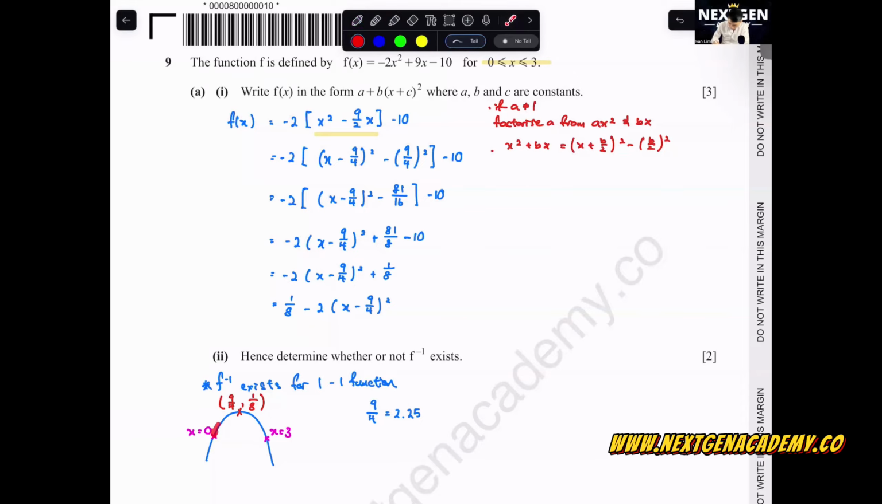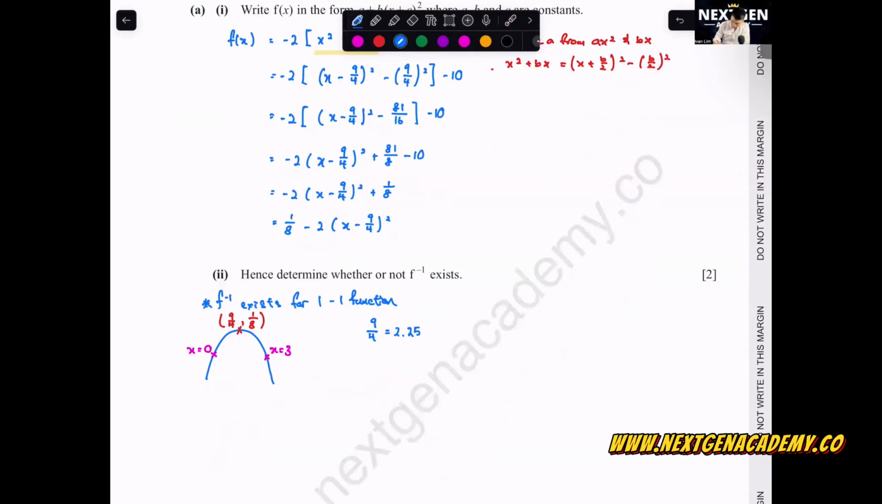So if we take the domain from here to here, this will still be a many-to-one function. So how do we write our answer? This is just a 2-mark question, so you can write here: turning point is 9/4, 1/8. The drawing above is just to explain the full understanding. Then we can say that f inverse does not exist for the given domain.